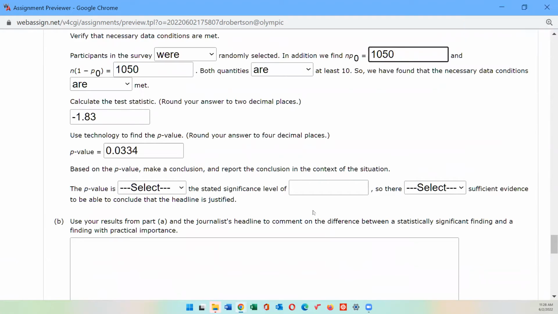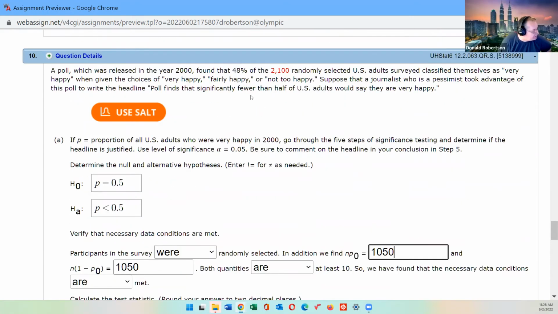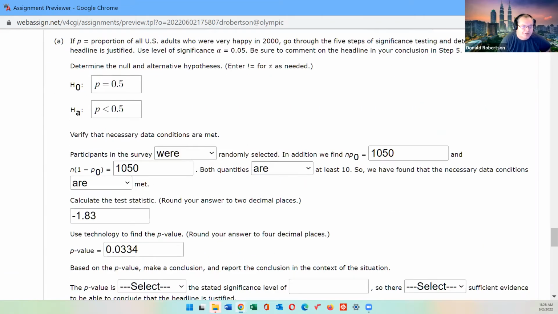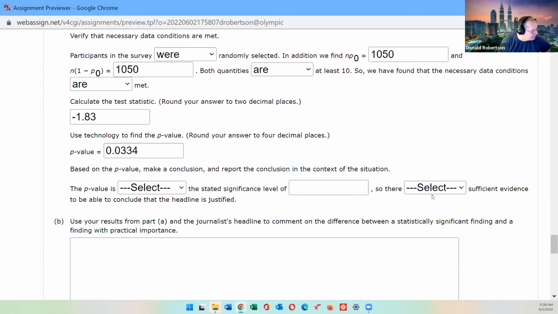How do you get the number of successes? I found 48% of 2,100. So turn it into a decimal, 0.48 times 2,100. And when you did that, that gave me the 1,008, the number of successes. Are we good?